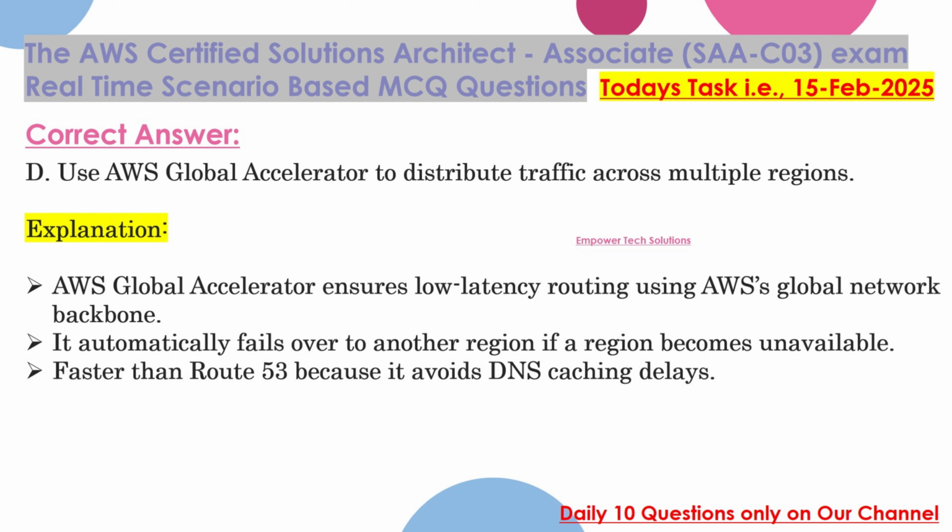Correct answer: D. Use AWS Global Accelerator to distribute traffic across multiple regions. Explanation: AWS Global Accelerator ensures low-latency routing using the AWS Global Network Backbone. It automatically fails over to another region if a region becomes unavailable. Faster than Route 53 because it avoids DNS caching delays.